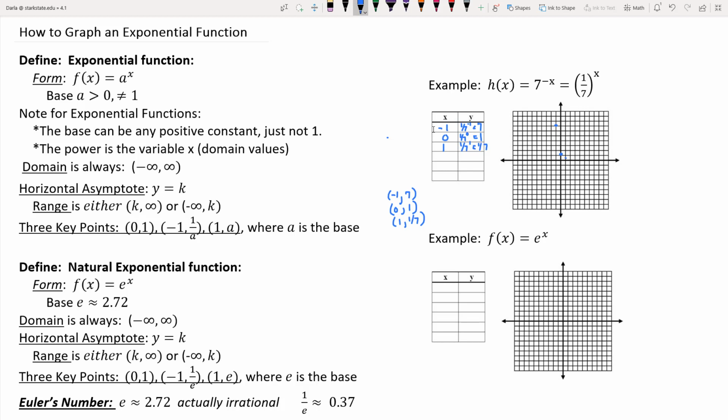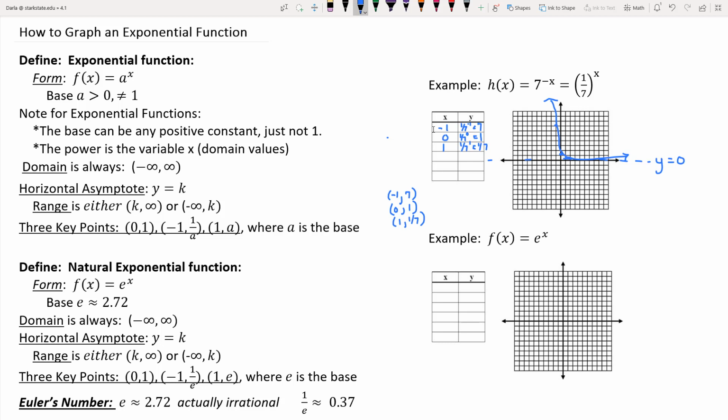And then as you continue on, if you continued on with your power, like 2, 3, 4, you would get smaller and smaller and smaller, but you would never hit 0. And so you approach that x-axis. And so this is exponential. And so it has a horizontal asymptote at the x-axis. So y equals 0 is your horizontal asymptote. And so that's graphing with 3 key points.